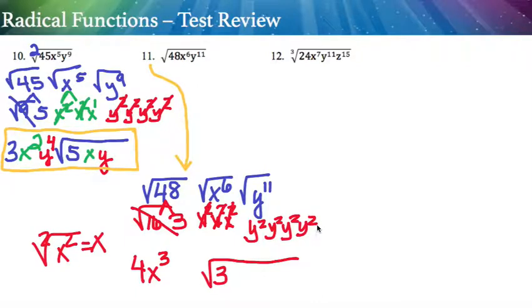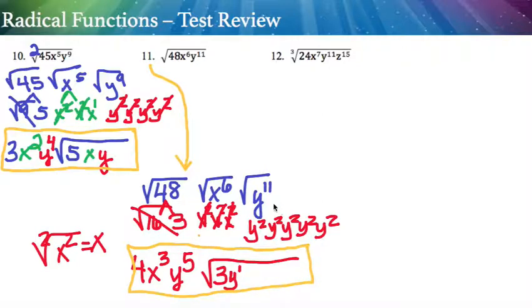There's 3, 4, 5. That will make y to the 10th. So I'm going to take out 5 y squareds, which will make y to the 5th because they're canceling. Then there were no x's left, so that's good. And there's one y left because that makes your y to the 11th. So my final answer is 4x cubed y to the 5th square root of 3y.